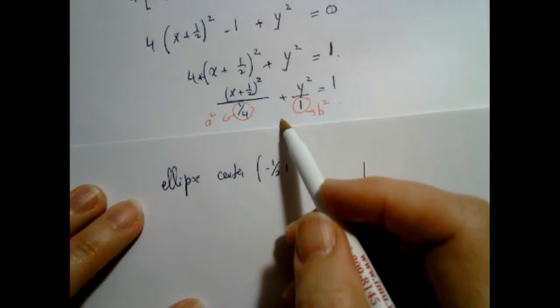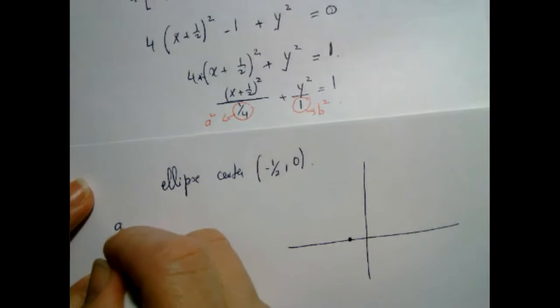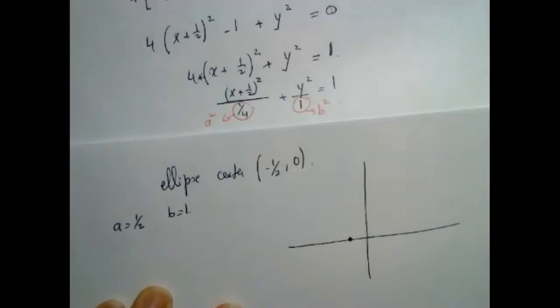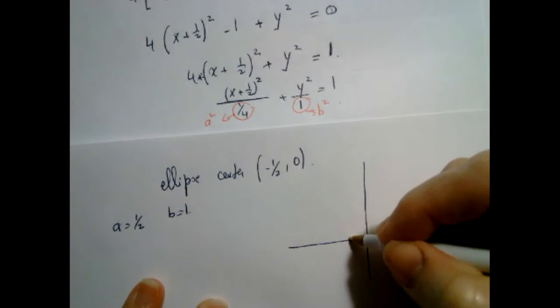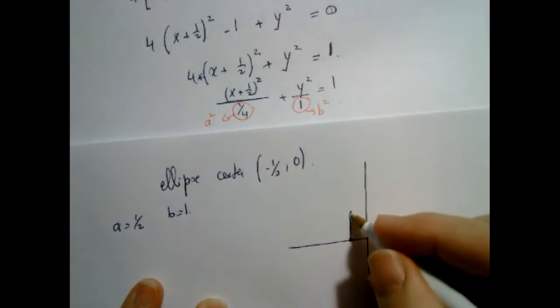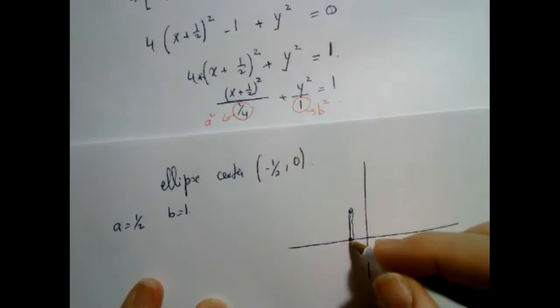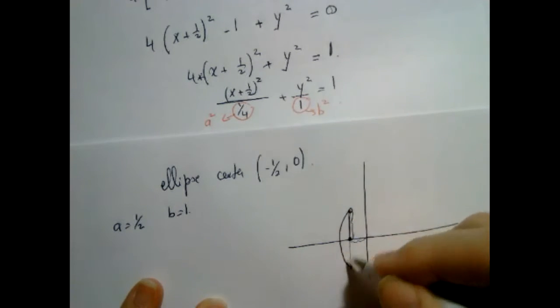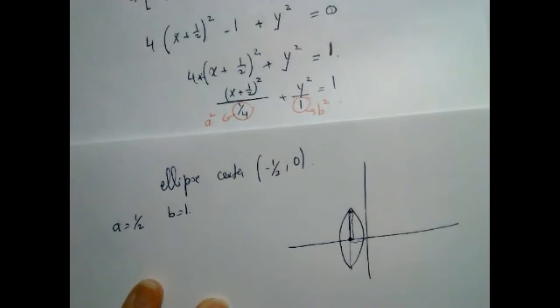Now the b is bigger than a. So here the a is a half and the b is 1. So we're going to have this kind of ellipse. So the b is 1. So we're going to get 1 unit from here. That's the b. So that's going to be the vertex right here. And the a is a half. So we're going to have this kind of ellipse.